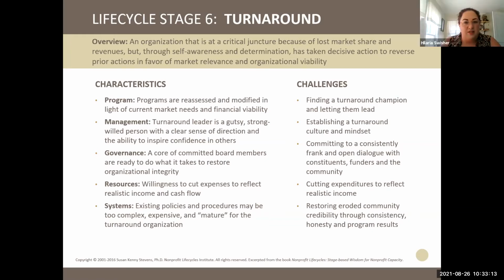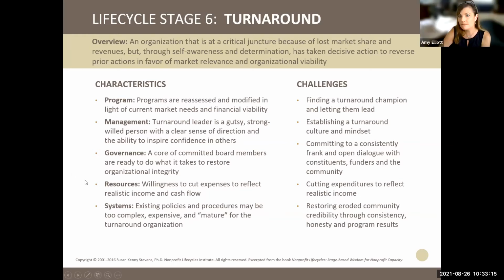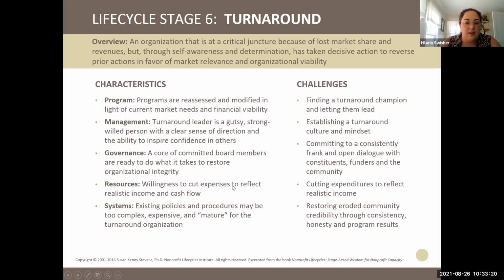Amy, before you get into turnaround, Erin had a question in the chat. Sure. And so I'm hearing an echo. I apologize if everyone else is hearing that as well. So she asked, can decline happen quickly and unexpectedly, or is it always gradual?